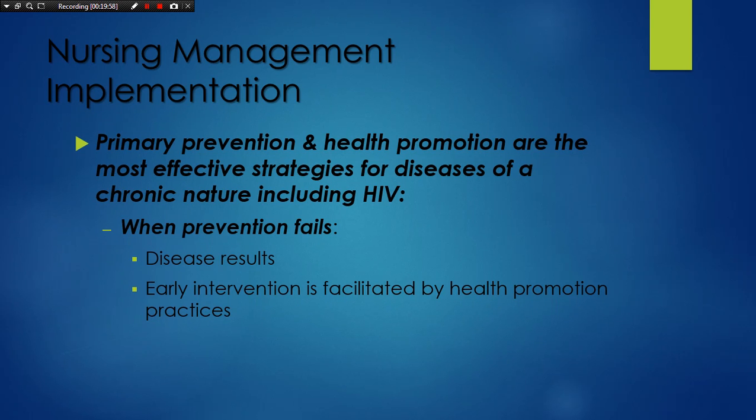The complexity of HIV disease is related to its chronic nature. As with most chronic and infectious diseases, primary prevention and health promotion are the most effective healthcare strategies. Even with recent successes in HIV treatment, prevention remains a critical component to control the epidemic. Health promotion encourages early detection of the disease so that if primary prevention has failed, early interventions can be initiated.